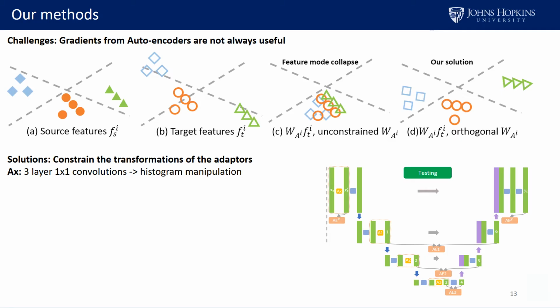To alleviate this problem, we need to constrain the transformations of the adapters. We have a pixel level adapter AX and we constrain it to 3-layer 1x1 convolutions, so it can only perform histogram manipulation.